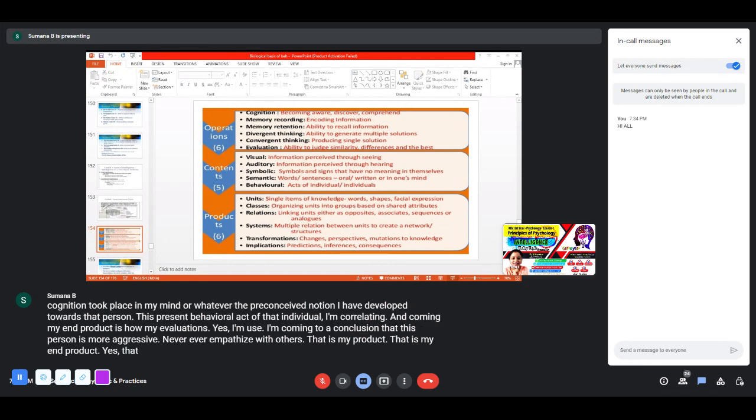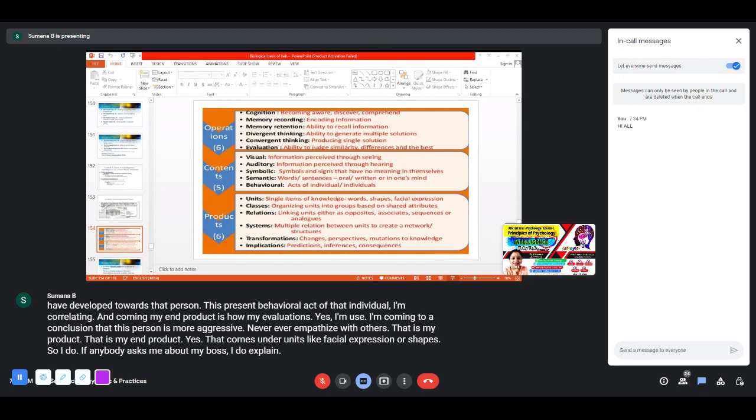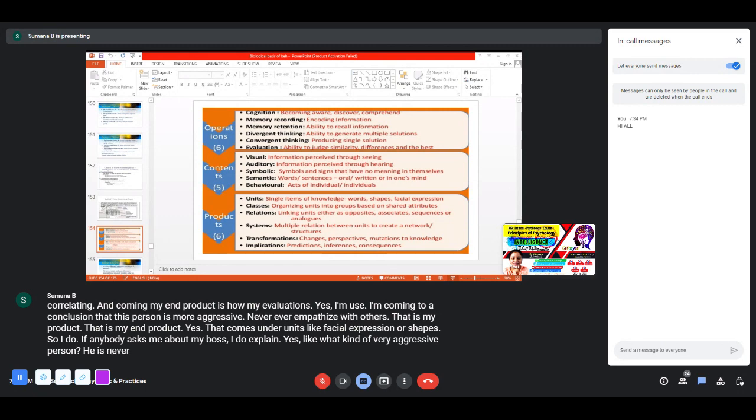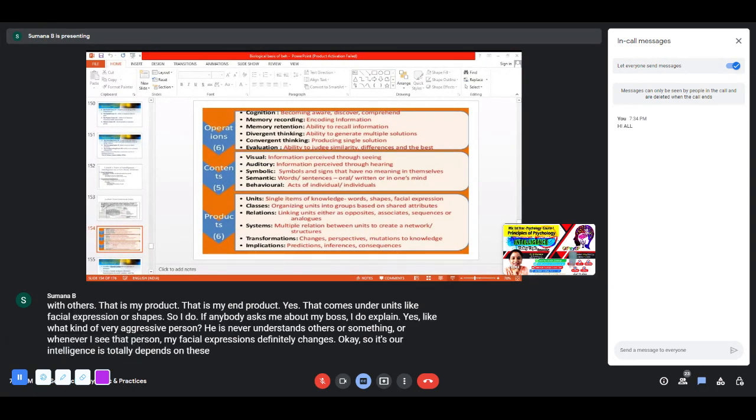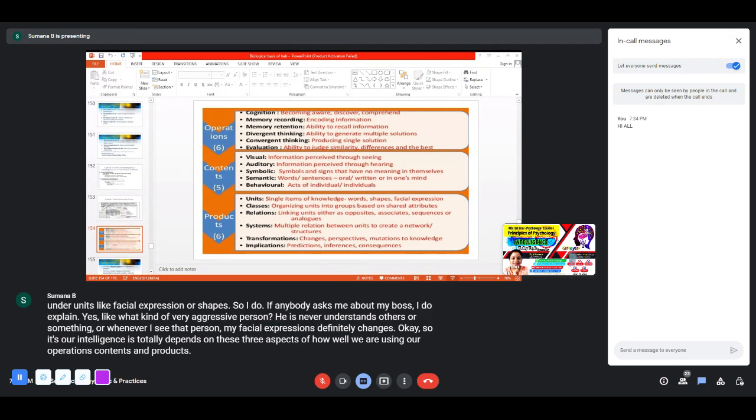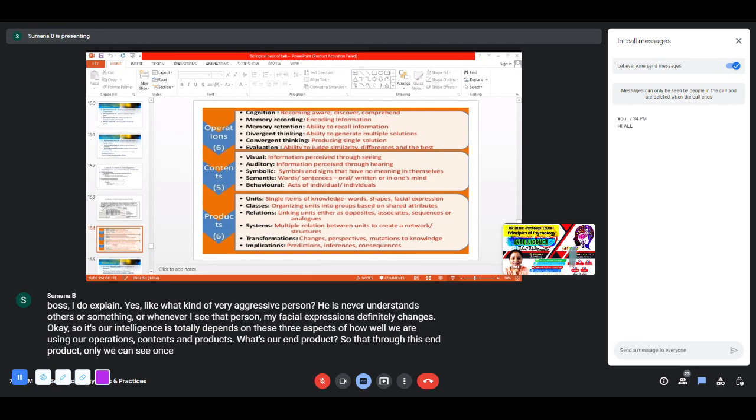That comes under units like facial expression or shapes. If anybody asks me about my boss, I explain what kind of aggressive person he is, never understands others. Whenever I see that person, my facial expression definitely changes. So our intelligence totally depends on these three aspects: how well we use our operations, contents, and products. What's our end product? Through this end product only we can see one's intellectual capability.